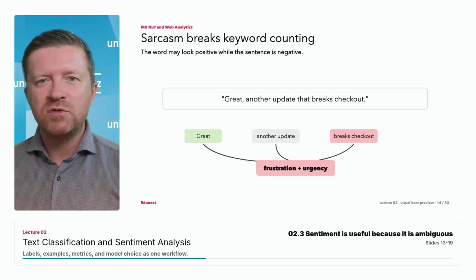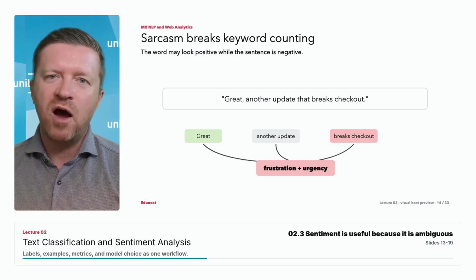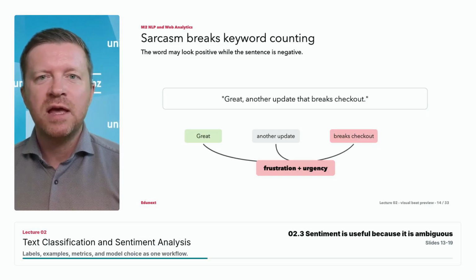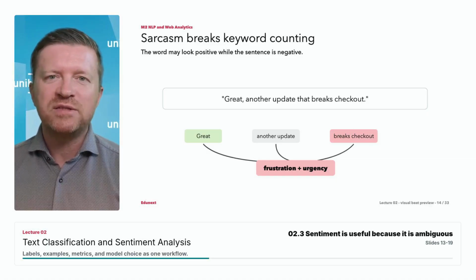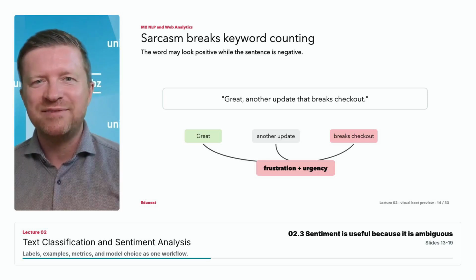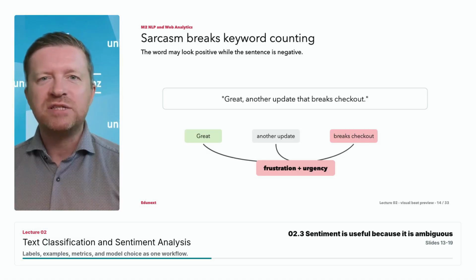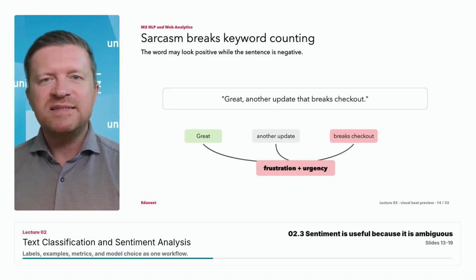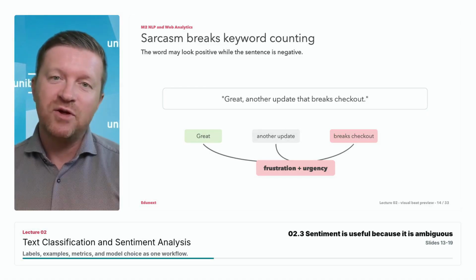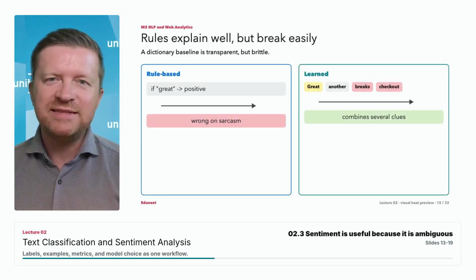Look at the sentence on the slide: "Great, another update that breaks checkout." If we only look at individual words, the word "great" points in a positive direction, but the phrase "breaks checkout" points in a very different direction. In context, this is probably frustration and perhaps urgency. This is the main lesson of sentiment analysis. Words are clues, but context decides.